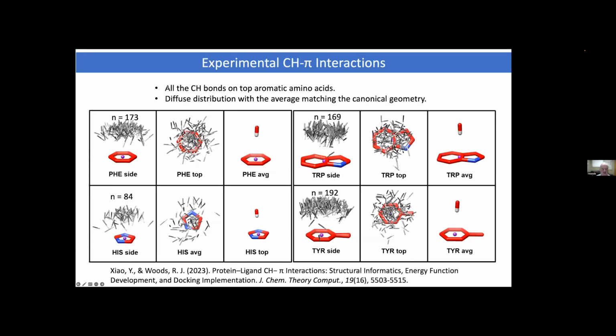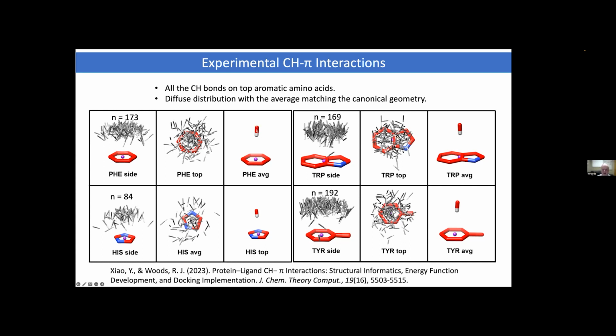We also looked through the crystallographic database. We looked through the PDB and found all instances of CH bonds that were on top of aromatic amino acids. And for example, you can see here is a phenylalanine ring, and these are all the CH bonds from different moieties that we culled from the PDB. You can see they're dispersed all over the ring surface. And if you look from above, you can see the same thing. We did this for phenylalanine, tryptophan, histidine, and tyrosine. The average of all of these is shown in this.